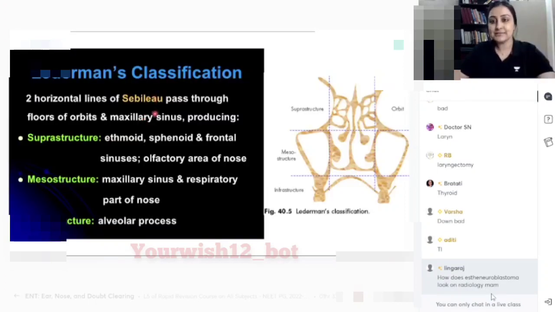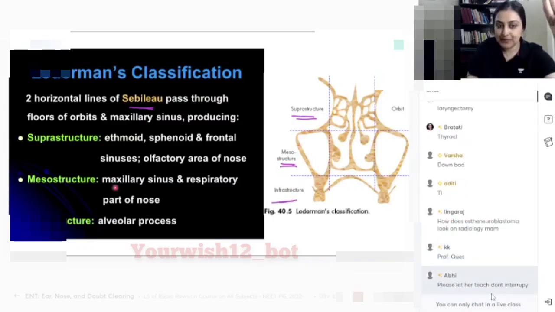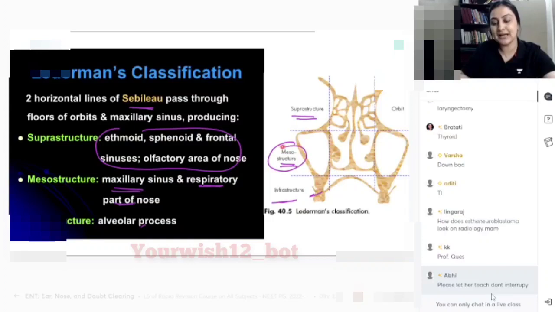Okay. What is this? One more classification. This is Lederman's classification. Lederman's classification is just anatomical classification. Okay, so because we're doing all the names, I've just clubbed them together. तो यहाँ पे दो lines हैं, सिबिलू की lines हैं ये दो. All right. उससे हमने basically divide कर दिया. So what you need to know is these are your suprastructure. This is meso and this is infra. If I was your examiner, I would just ask you कि meso में क्या है. So meso has M for maxillary and nose कौन सा? Respiratory part of nose. बाकी सारी चीजें कहाँ है? बाकी सारी चीजें are in suprastructure. Infra में क्या है? दांत. So just remember कि meso में क्या है and everything else is going to be in suprastructure, right? So can you remember this also? Very very easy. तो ये है Lederman.